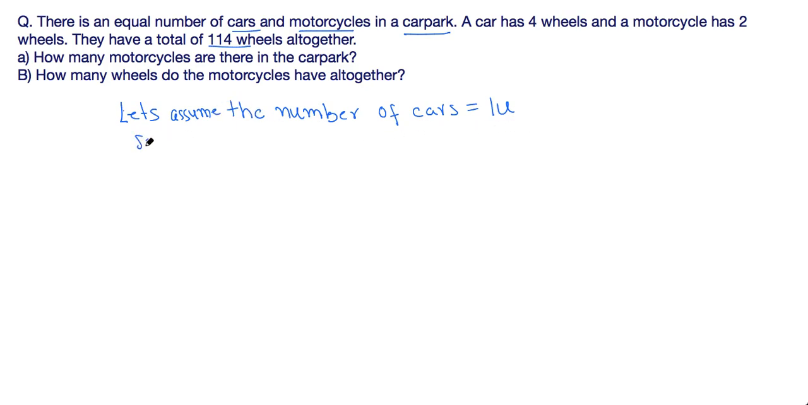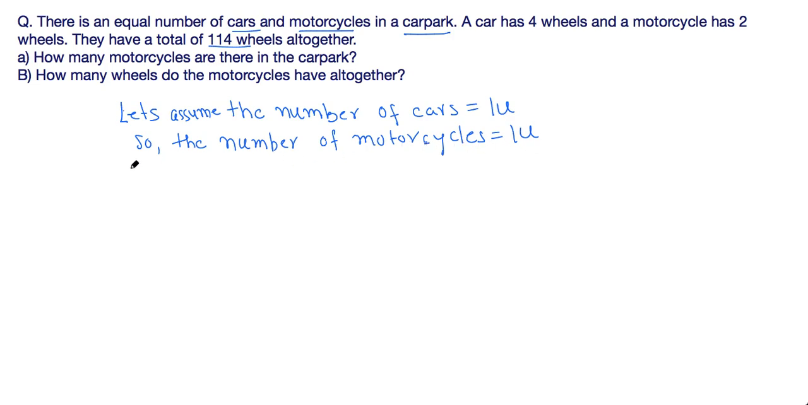So what do you think will be the number of motorcycles? Yes, it will also be 1 unit. Why? Because it's given in the question here, there are equal numbers of cars and motorcycles in the car park, right? So if we are assuming the number of cars is 1 unit, then the number of motorcycles will also be 1 unit.